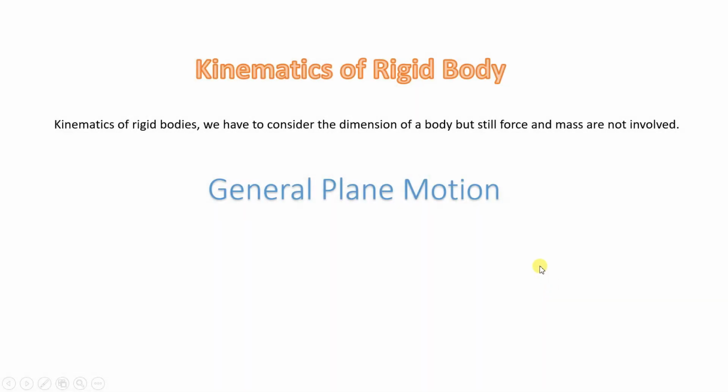Okay, now we will start with kinematics of rigid body. Now we have seen kinematics of a particle. For that we have seen variable acceleration motion, then motion curve, then curvilinear motion and projectile motion. Now in kinematics of rigid body, here be careful, it is rigid body. So in kinematics of rigid body, we have to consider the dimension of the body, but still force and mass are not involved. Now in this we are going to consider mostly general plane motion.